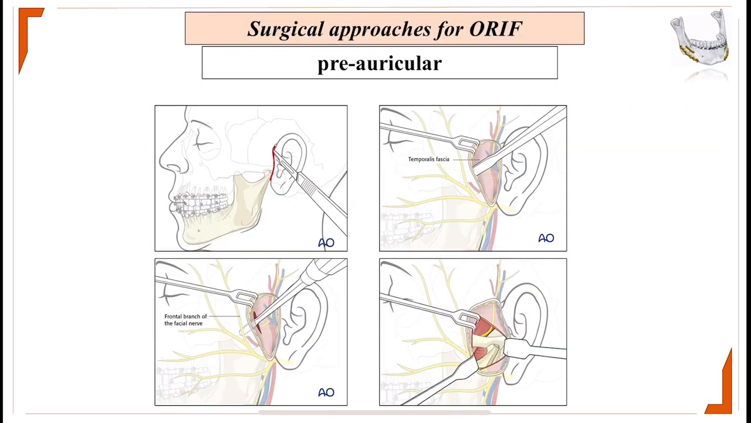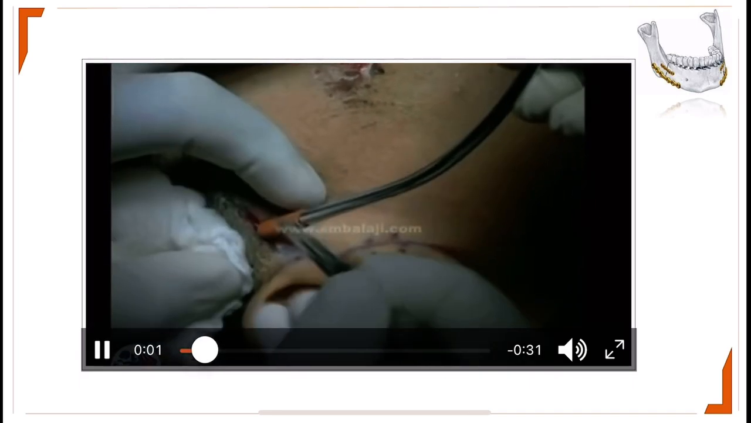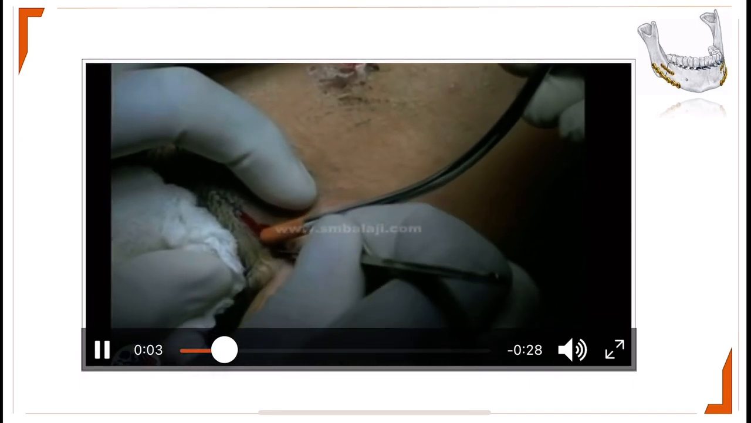We have surgical approaches for an open reduction. We have extraoral approach and intraoral approach. Extraoral approach, we have preauricular, which we can see in this video, to fix the L-shaped plate, 4-hole plate without gap.